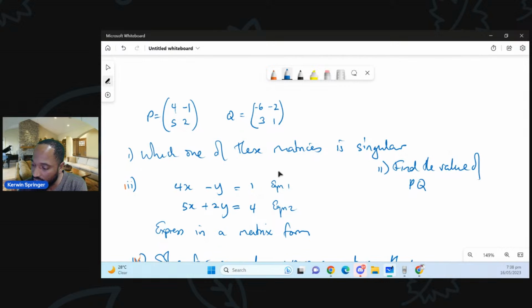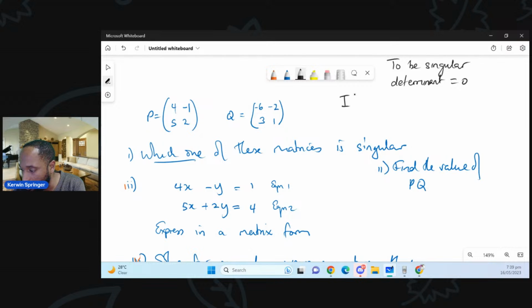So which one of these matrices is singular? Which one is singular? To be a singular matrix, the determinant of the matrix must be equal to 0. The determinant must be equal to 0. So we're going to examine these matrices and see which one is equal to 0.